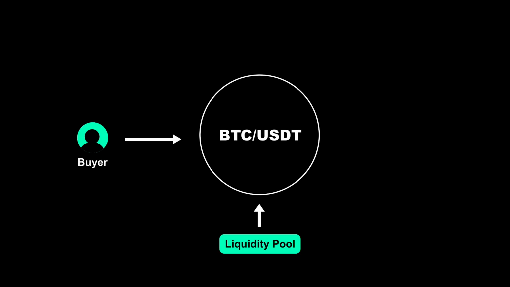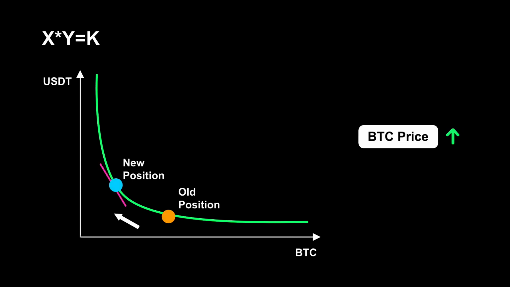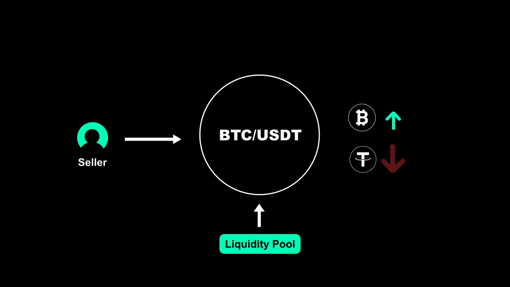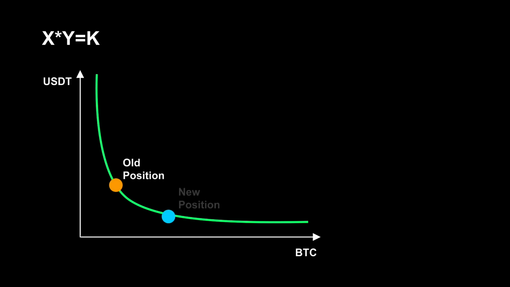When a buyer buys BTC with USDT in the liquidity pool, they are essentially exchanging their USDT for BTC at a certain price with the pool. As the BTC price is actually affected by the supply and demand inside the liquidity pool, this exchange action therefore moves the BTC price higher. Alternatively, if a seller sells BTC for USDT in the liquidity pool, the quantity of BTC in the pool increases while the quantity of USDT decreases, resulting in a decline in BTC price.